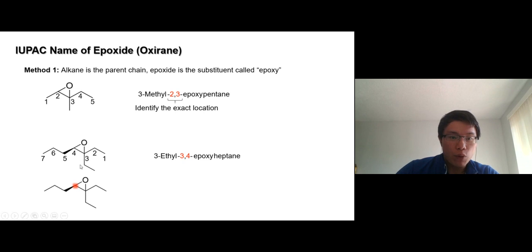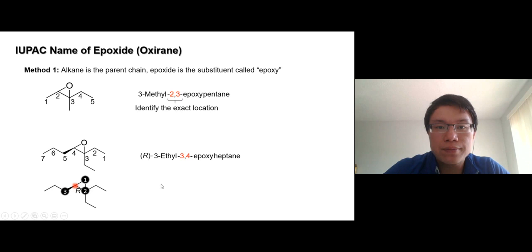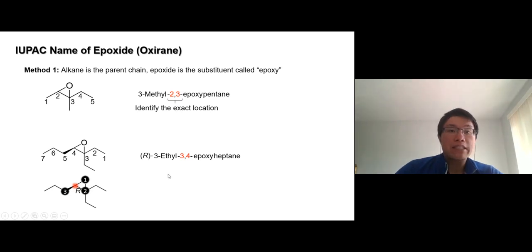Now, we're not done yet. We have a stereocenter here, so don't forget to count. What do we do here? 1, 2, and 3. Oxygen here is number 1 for sure. You guys know that. Carbon with 3 more carbons is number 2. Carbon with 1 more carbon is number 3. Hydrogen is at the back, so we go 1, 2, and 3. This is R. There we go. That's method 1.